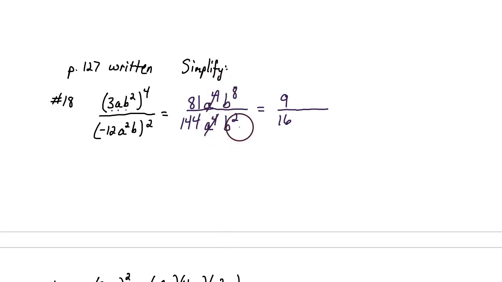Now the letter B. What's going to happen? We get b to the 6th power. How do we get that? To divide variables, you subtract the exponents. 8 subtract 2 makes an exponent of 6. The answer is 9b to the 6th over 16.